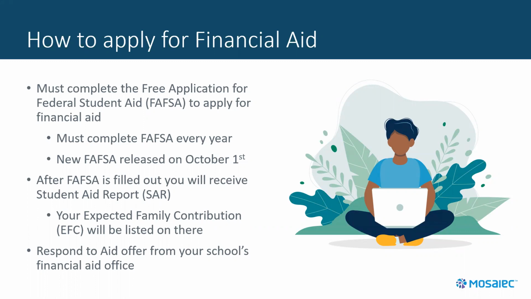Now, when you finish filling out the FAFSA form, you will see your Expected Family Contribution, or your EFC, on the confirmation page, as well as a Student Aid Report. And you will be able to see an estimate of federal financial aid that you might be eligible for.